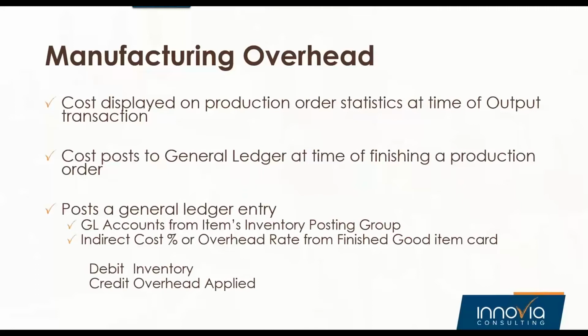When you post your output for your finished good, it gets the cost for the manufacturing overhead from your finished good item card. On your finished good item card, there's an indirect cost percent and an overhead rate field that can be used, and that's where it gets those costs from. And when it posts, it'll debit the finished good inventory, and it will credit overhead applied. And that's both based on the finished good item record.